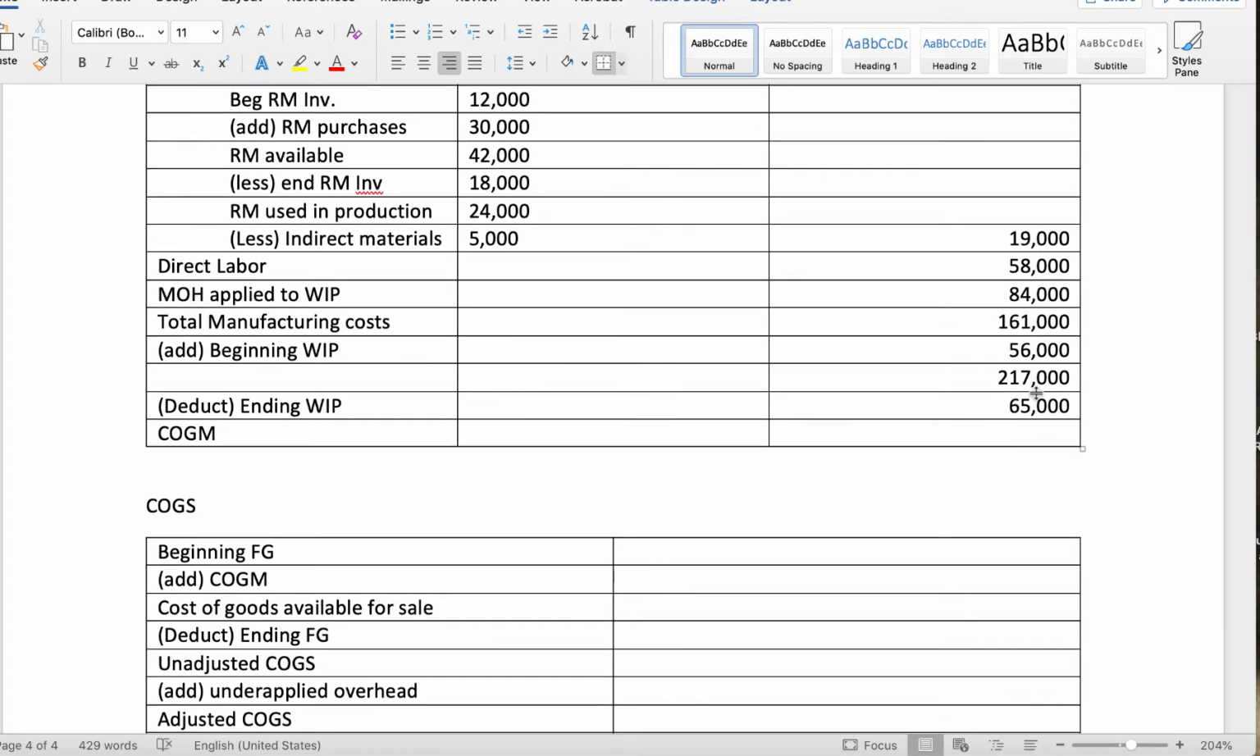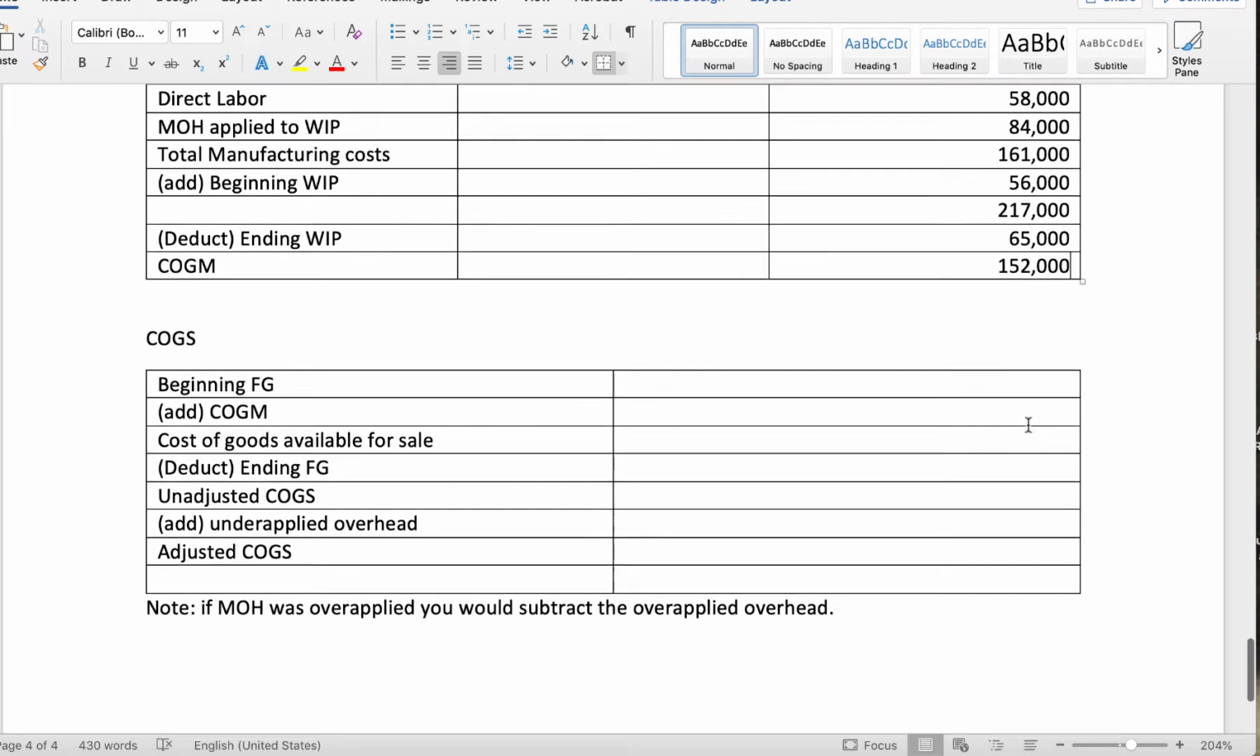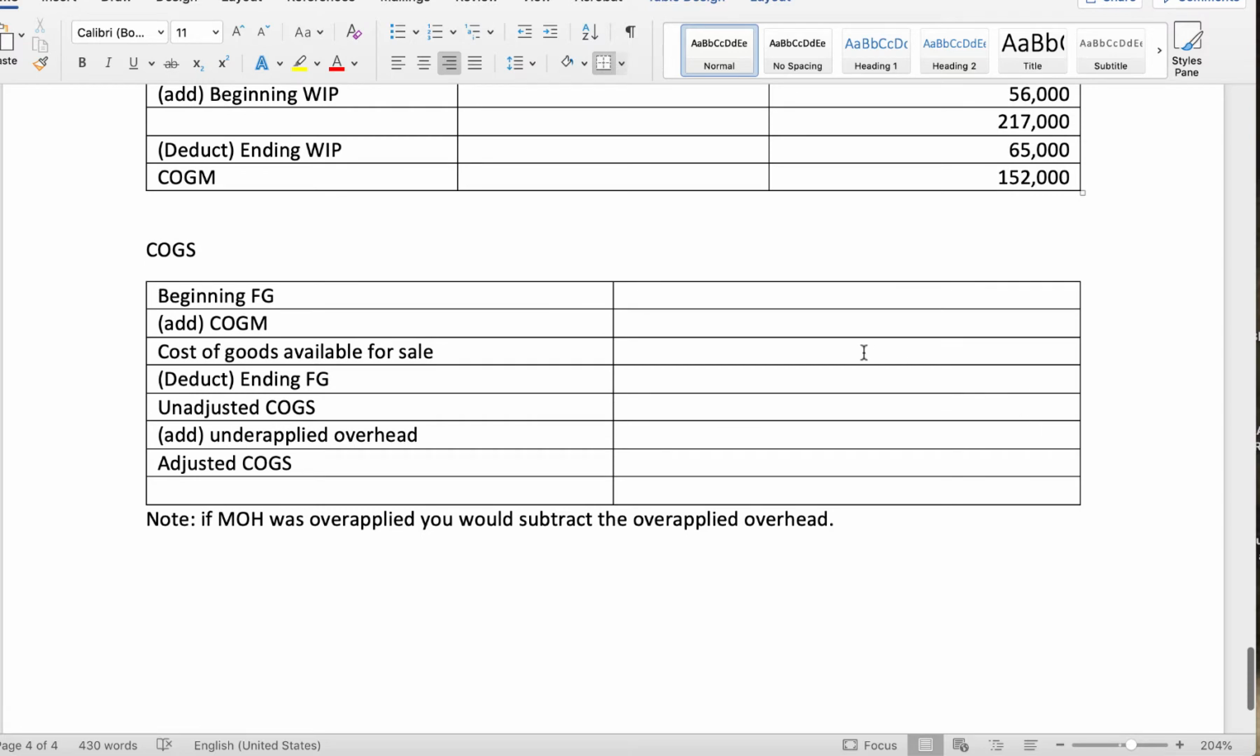$217,000 of WIP available minus what's left in the WIP account, $65,000, gives me $152,000. So that must mean that $152,000 left WIP and went into finished goods. We just calculated the cost of goods manufactured. Now let's look at the cost of goods sold. I'm going to say it again. Hopefully you wrote it down.